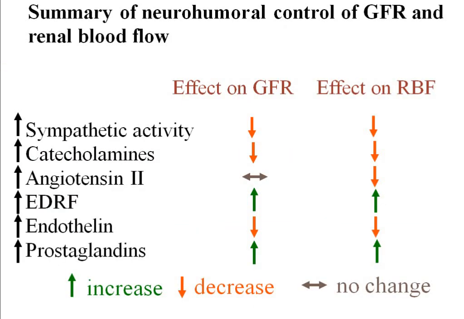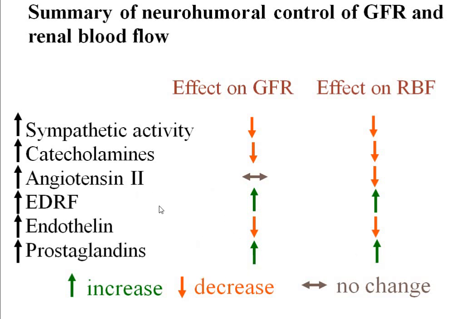To summarize all these neurohumoral factors which are affecting GFR and renal blood flow, first was sympathetic activity. Sympathetic activity causes vasoconstriction, so decreasing both these. Catecholamines also have a vasoconstrictive effect, so decreasing both. Angiotensin has a preferential role. Only efferent arterioles are constricted by it. So renal blood flow will decrease, but it tries to maintain GFR. Endothelium-derived relaxing factor is a relaxant, so both will increase. Endothelin is a powerful vasoconstrictor, so both are going to decrease. Prostaglandins are again vasodilators, so both increase.